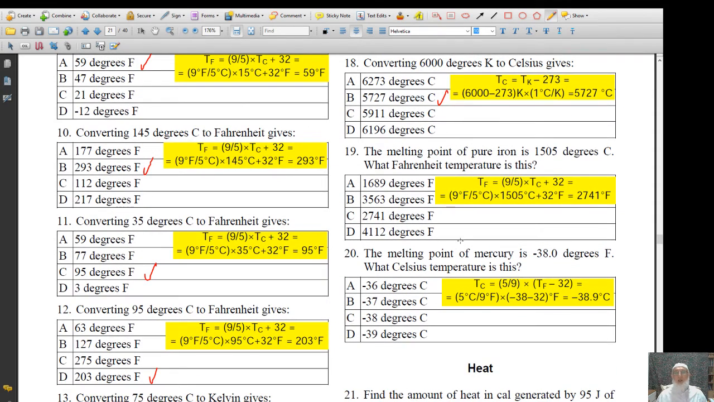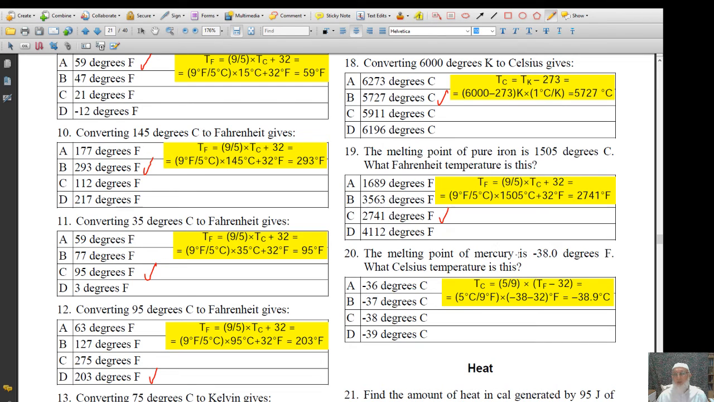Okay, and melting point of pure iron. What is the Fahrenheit? Oh, yeah, this is like the old questions here on the left, for example number 11. Converting Celsius to Fahrenheit. It wants you to convert Celsius to Fahrenheit. So it is exactly the same as this, and the value of TC in this case is 1505. So the answer is 2741.